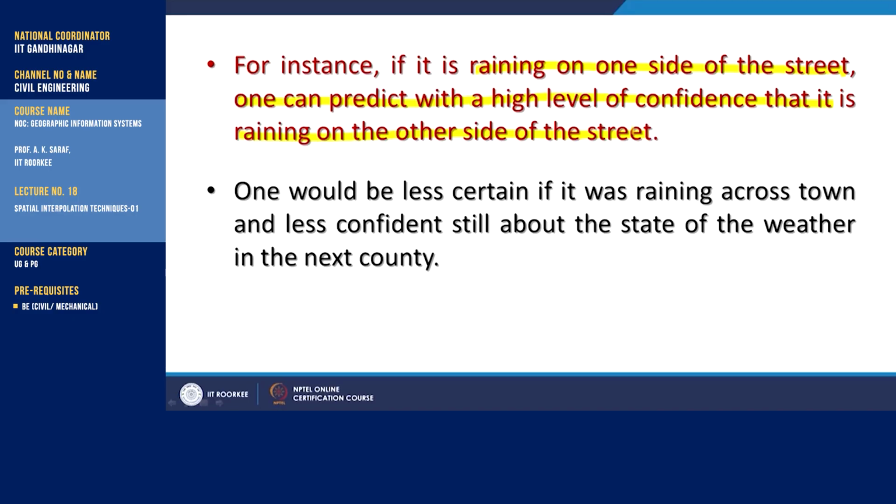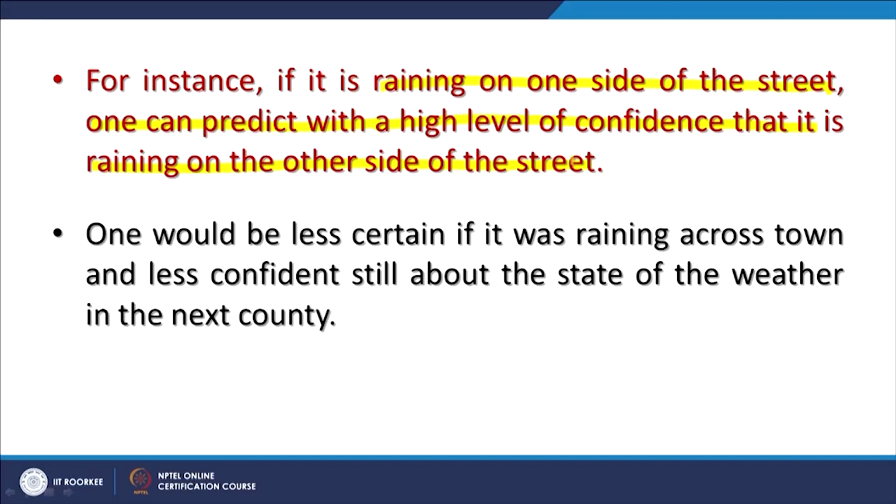For example, if rain is occurring in Delhi, that does not mean that rain is also occurring in Gurgaon or in Noida. Even though they may be just a few kilometers apart, it is still not possible to predict, because the phenomenon is like this. So the important point here is: what is the phenomenon for which we are creating a predicted surface using our interpolation techniques?